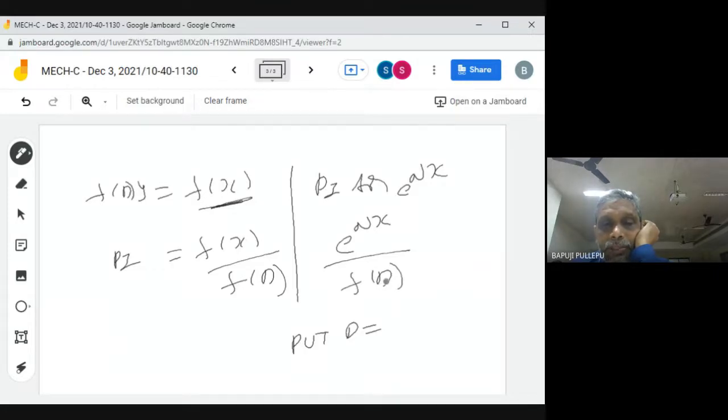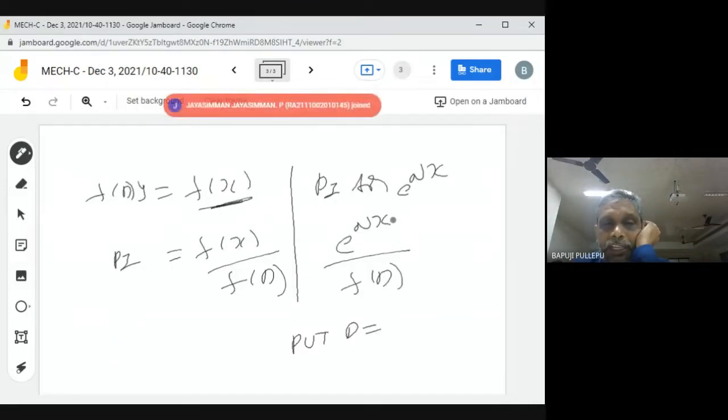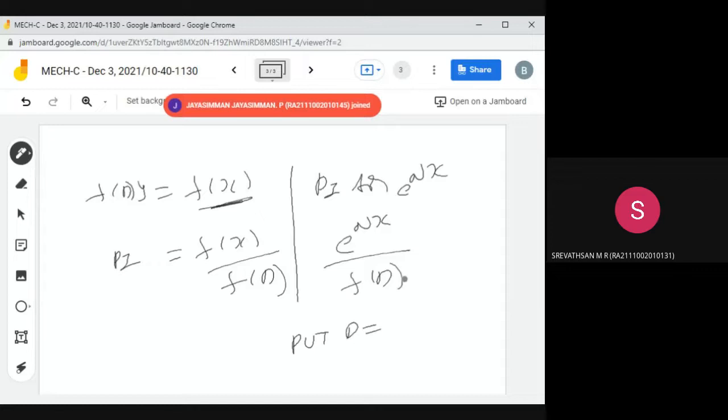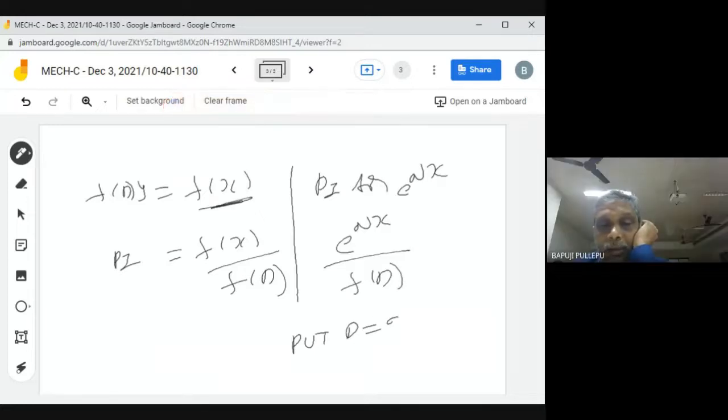Sir, D is equal to what will you do? Are you there or not? PI for e power ax by f of D: replace D by a, provided the condition f of a is not equal to 0.